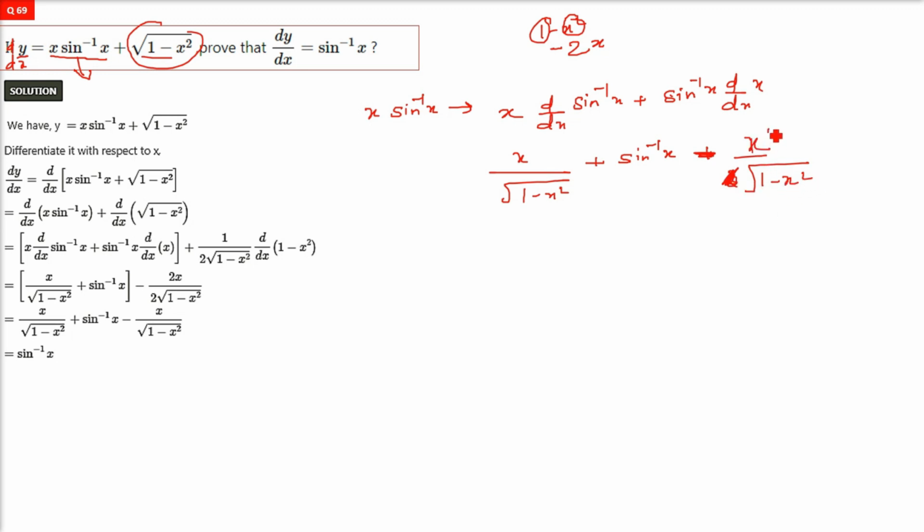So what do you see here? The first term and the third term, this term and this term, they will get cancelled. Only sine inverse will remain. So this is how dy by dx is sine inverse x. So this is how you have to write, because we have used the product rule. So you have to write incomplete product rule like that.